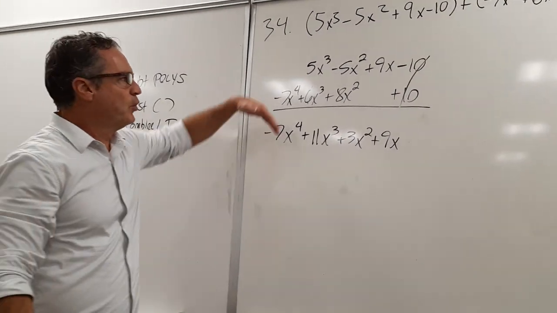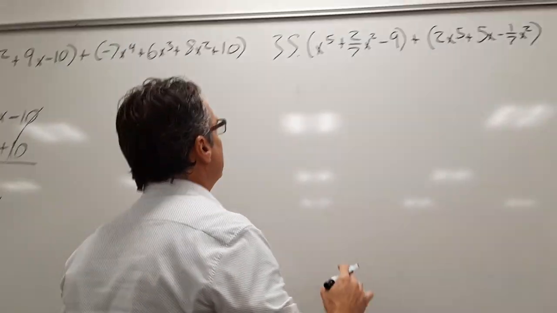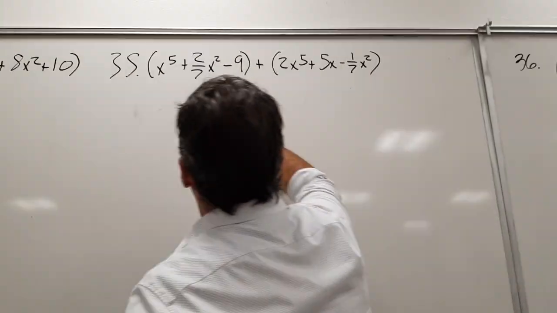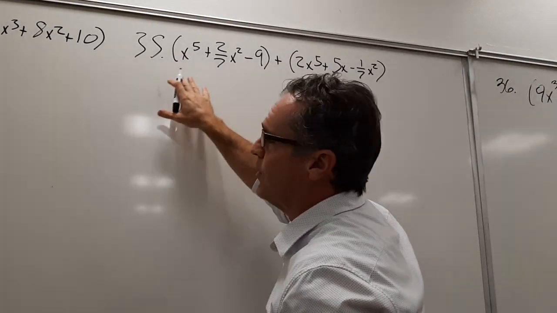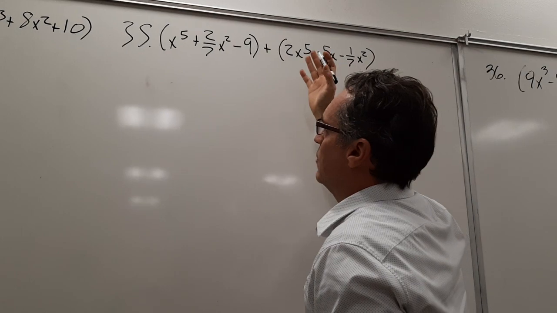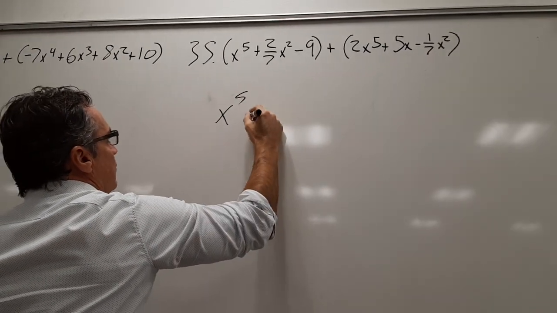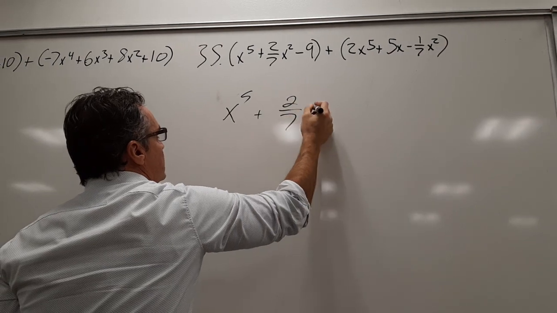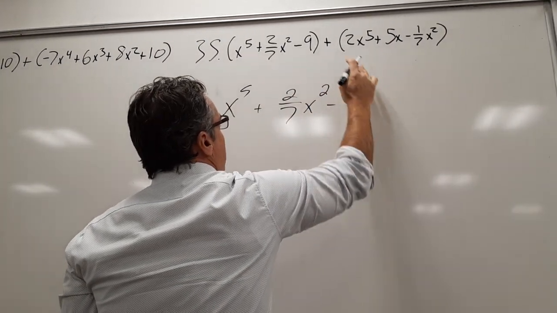So that little verticality thing is kind of a cool trick. Can be a cool trick if anything's cool in math. All right, we have a polynomial plus a polynomial. Again, don't need the parentheses anymore because there's no distributor, okay? So this is going to be x to the fifth plus 2/7 x squared and minus 9.